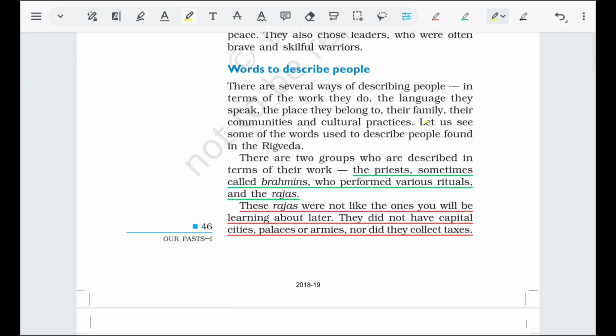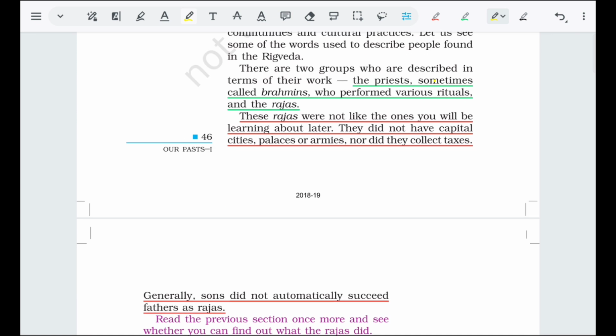Words to describe people. For describing the people, there were the priests, sometimes called Brahmins, who performed various rituals, and the Rajas. These Rajas were not like the ones you will be learning about later. What you know about a Raja today is the supreme leader, but in ancient Vedic times that was not so. They did not have capital cities, palaces, armies, and they did not collect taxes. Generally, sons did not automatically succeed fathers as Rajas, so there was no succession rule. They were common people having leadership qualities, so they became Rajas.